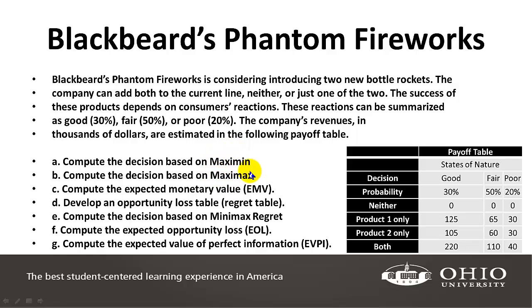Likewise, we have a very optimistic strategy where we essentially take the best of the best. We also have a more realistic approach where it's the expected monetary value. And then we have another decision technique called Minimax Regret, which requires calculating a regret table. Finally, we have a computation that we can compute the expected opportunity loss. And finally, the expected value of perfect information. So all of these can be used in conjunction when making a decision.